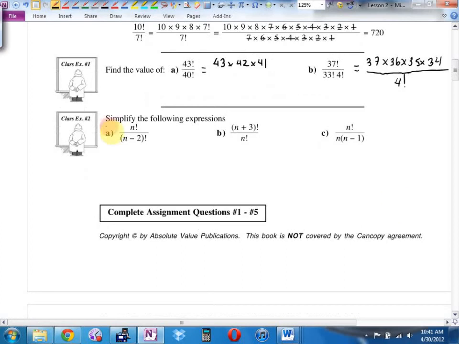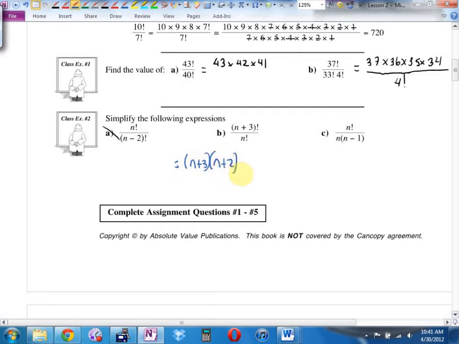Algebraic ones, we already did A in our notes. B. Which one's bigger, the top or the bottom? What's bigger, n plus 3 or n? Start expanding that. So you ready, Matthias? The first term would be n plus 3. What's 1 less than n plus 3? Yep.